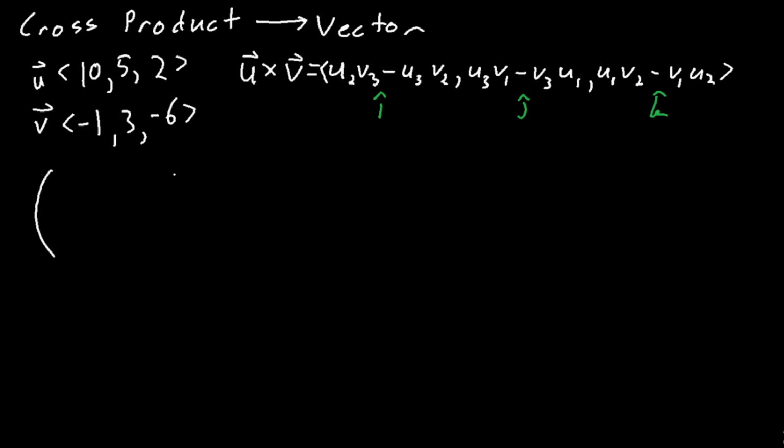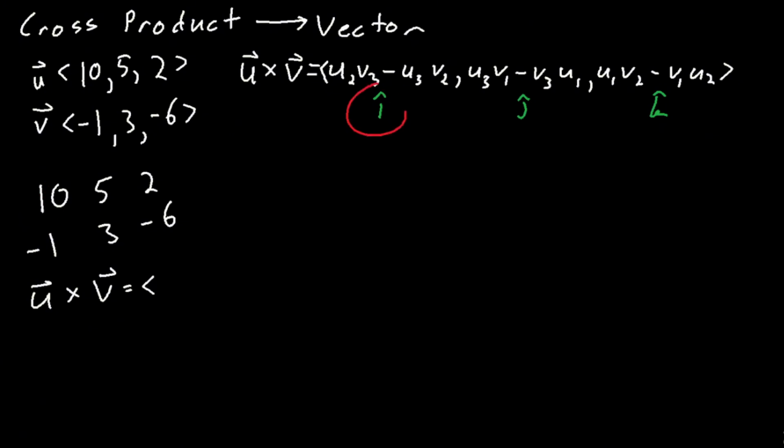Okay, so I'm going to draw my table, and this time I'm actually going to leave out the i hat and the parentheses. I'm just going to draw the numbers out. -1, 3, and -6. So we can do u cross v. No, not u hat. U vector is equal to. So instead of this formula, I'll just show you this cross method that I use that I don't need the formula for.